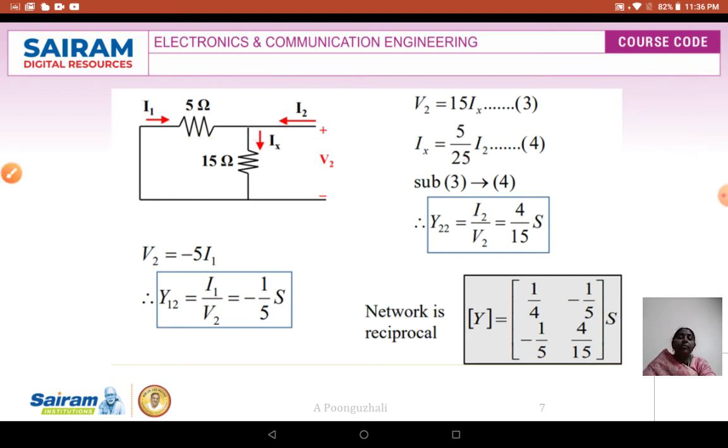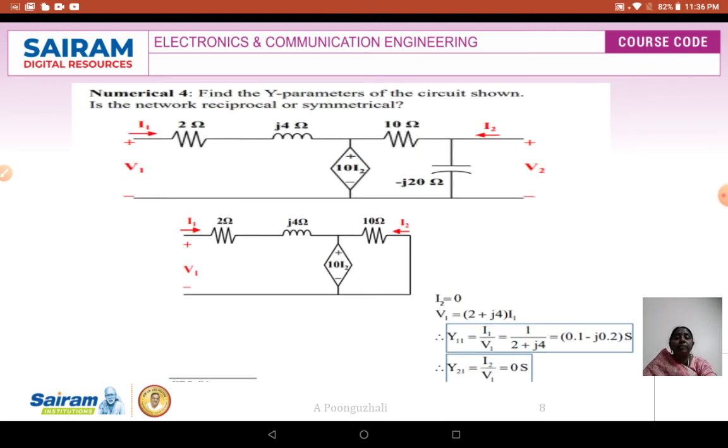So if I am going to write it in matrix form, Y is equivalent to 1 by 4, that is Y11, Y12 is minus 1 by 5, Y21 is minus 1 by 5, and 4 by 15 is Y22. So we can see that Y12 is equivalent to Y21. So we say that the network is a symmetrical network.